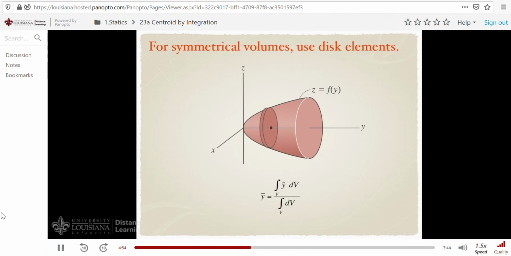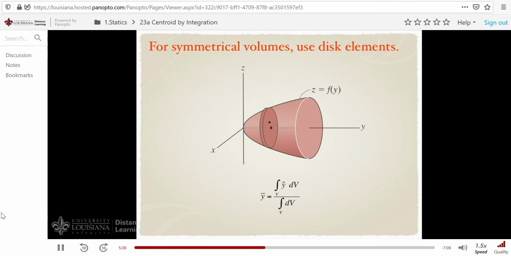Now let me be a bit more specific. In the lesson that follows, dealing with volumes, we'll only consider volumes that are symmetric, and when that's the case, we can simplify the integration process. Here, for example, is a volume that's been created by taking and rotating this curve around this generating axis, creating this paraboloid shape. In order to find the location of the centroid of the volume, then, we don't need to deal with three-dimensional volume elements. We can choose a single integration to find the answer.